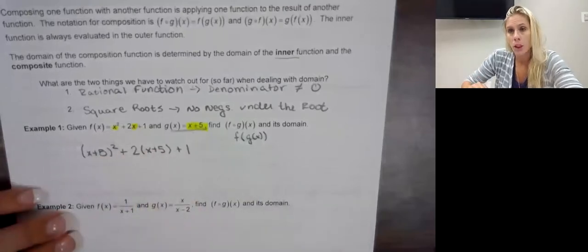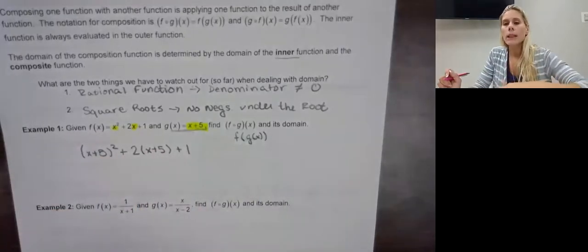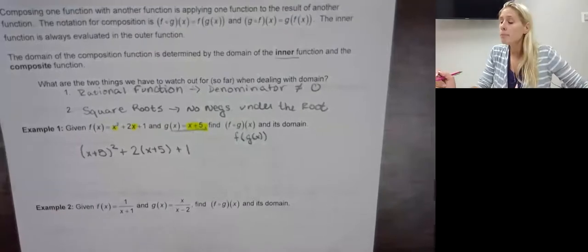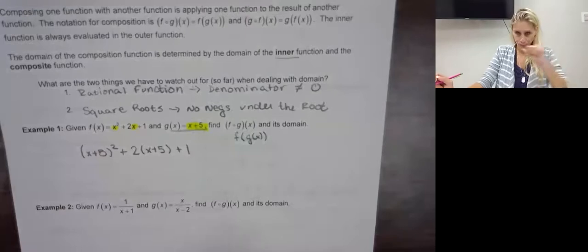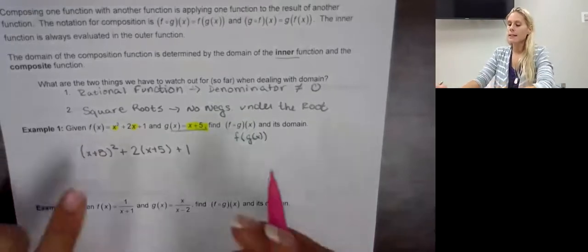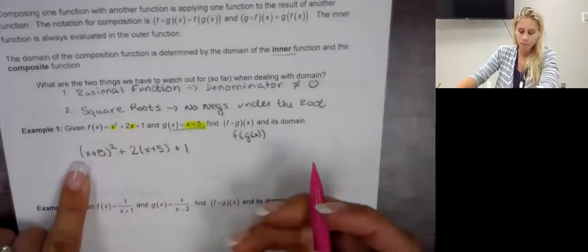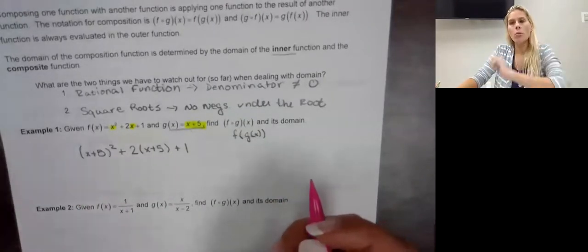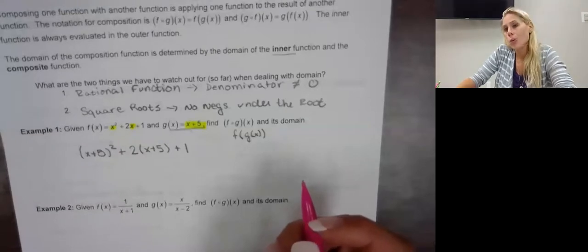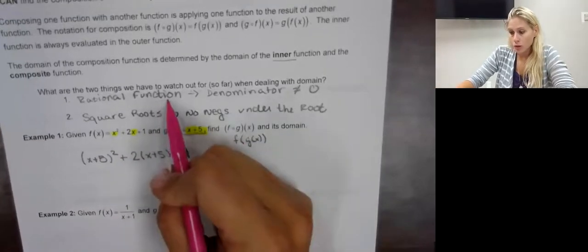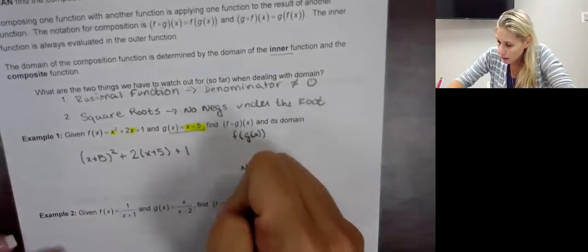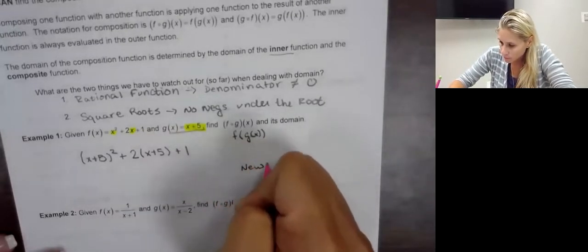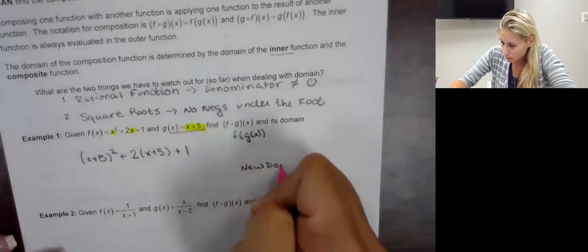So that's composition. Now, in most cases, it will then ask you to simplify to then look at the new domain. But in this case, if we look at this new function, is there a problem? No. And remember, what did I say the domain was if there's no problem? Because there's no rational or no square root, if there's no problem, the new domain is just all real numbers.